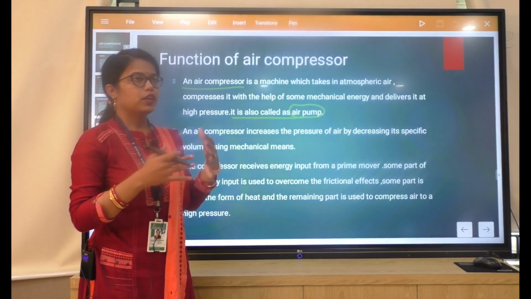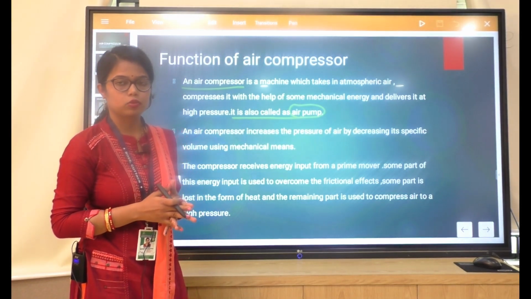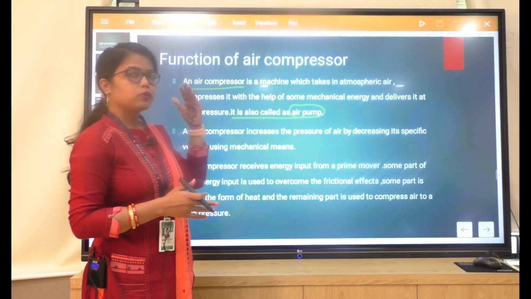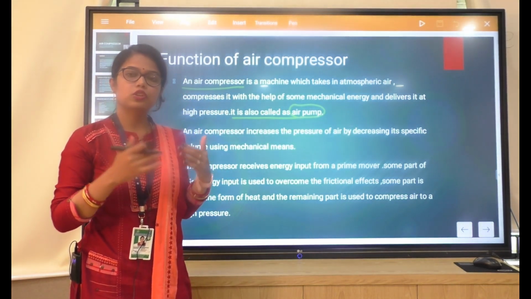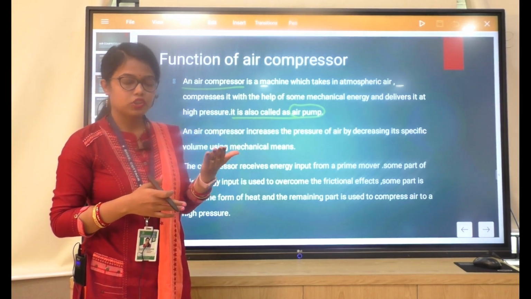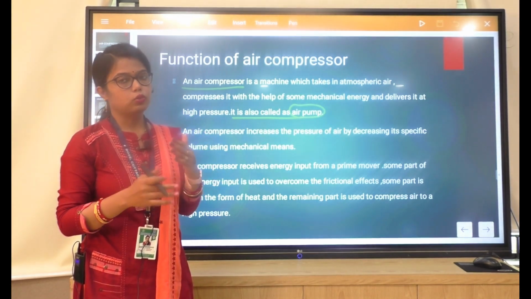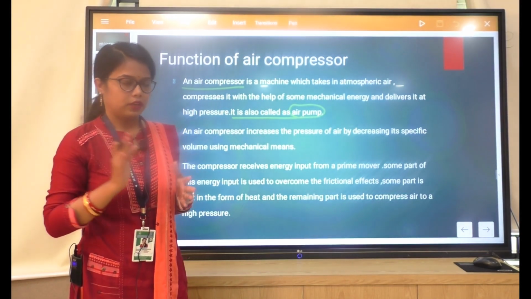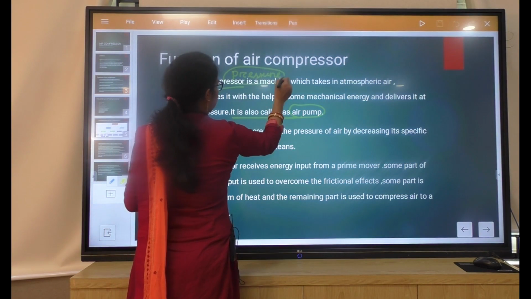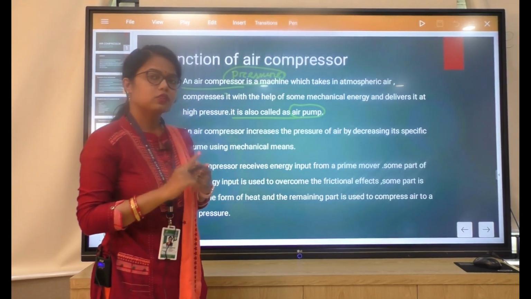Air compressor means we are compressing the air. There is a certain pressure of air, which we call atmospheric pressure. We are living in the atmospheric pressure, but here we are increasing the pressure of that atmospheric air, then storing that compressed, high pressure air and utilizing it further. The important term here is pressure. We are increasing the pressure of air using one particular machine, which is called an air compressor.